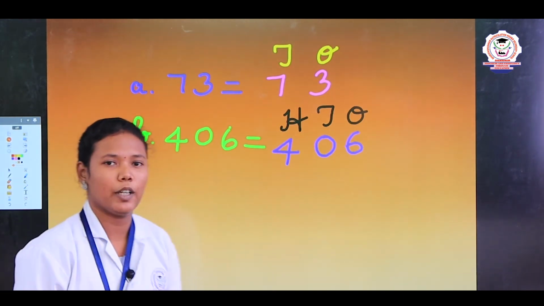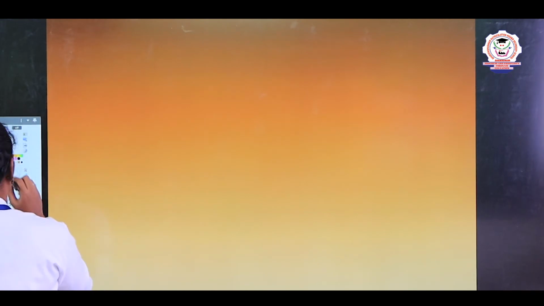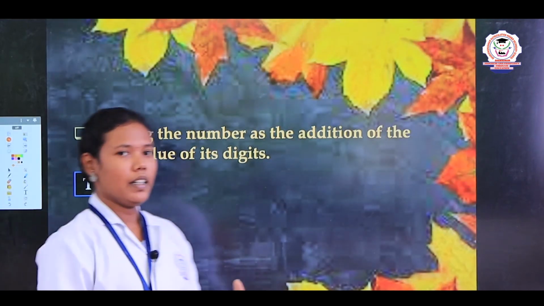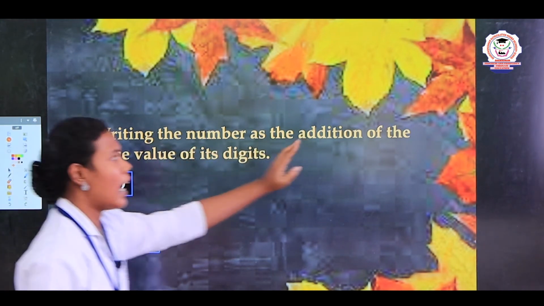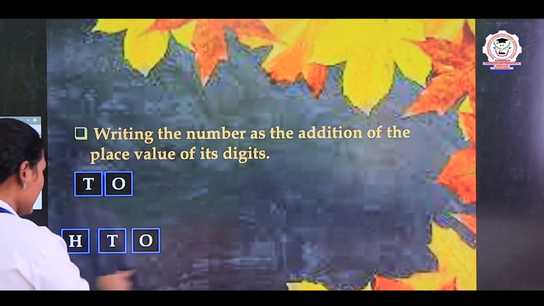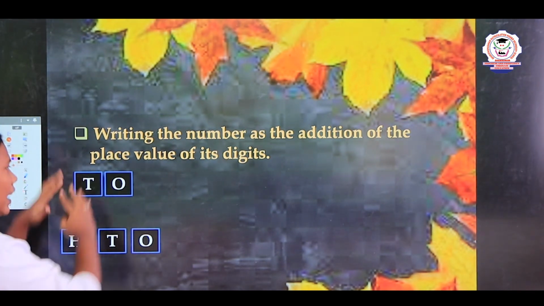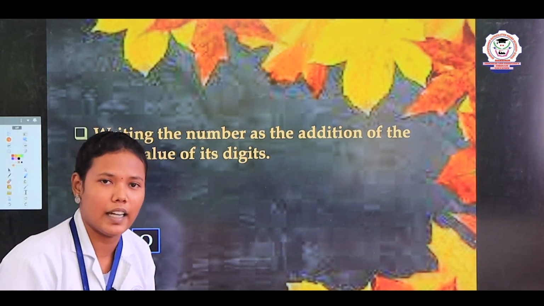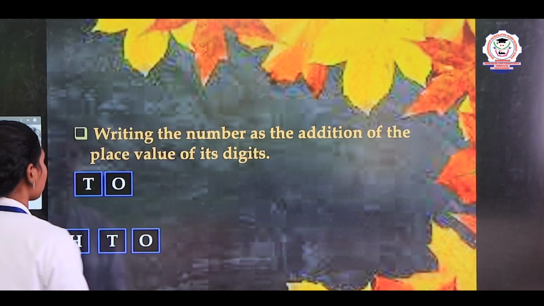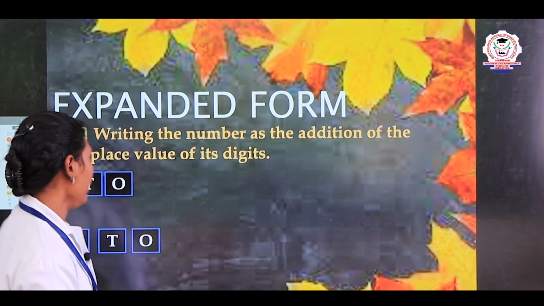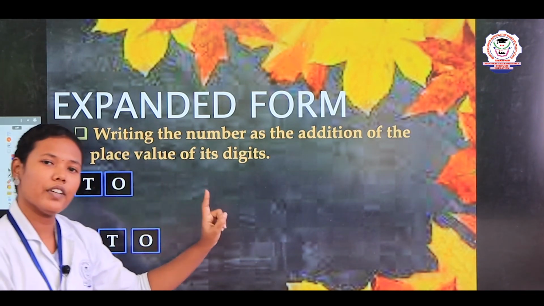Now we are stepping into expanded form. Expanded form is nothing but a form of addition. Writing the numbers as the addition of the place values. These are the place values, ones, tens and hundreds. With the help of place value, we are going to write the expanded form. Expanded means in a brief form. So this is the expanded form, writing the number as the addition of the place value of its digits.